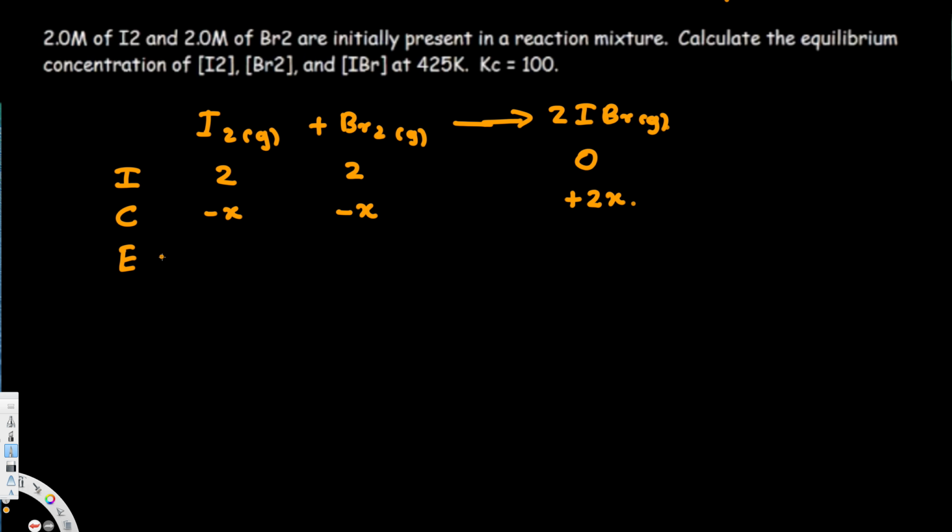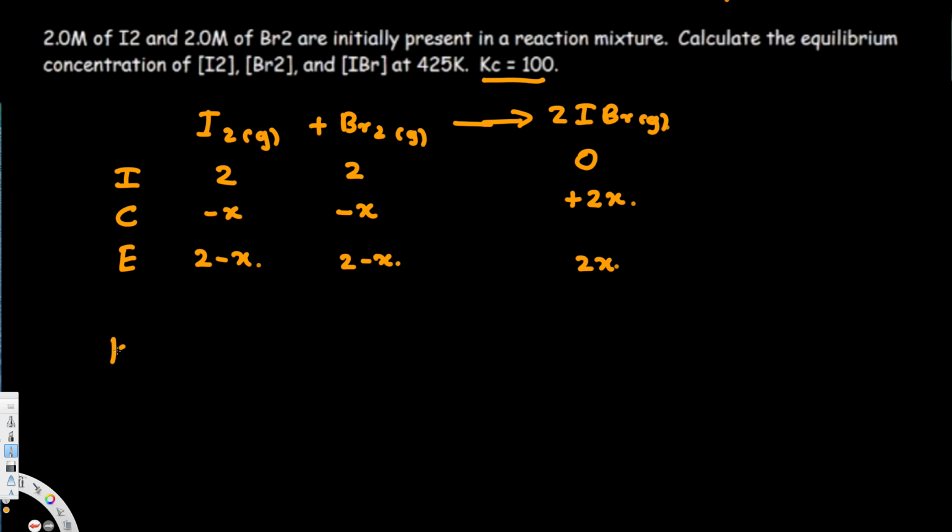Now the equilibrium is going to be the addition of initial and change. So for this one we are going to get 2x, and for this one we are going to get 2 minus x, and also for this one we are going to get 2 minus x. Now we have to use this information to find out what x is, because we don't have any equilibrium information, so we have to find the x value in order to solve this problem.